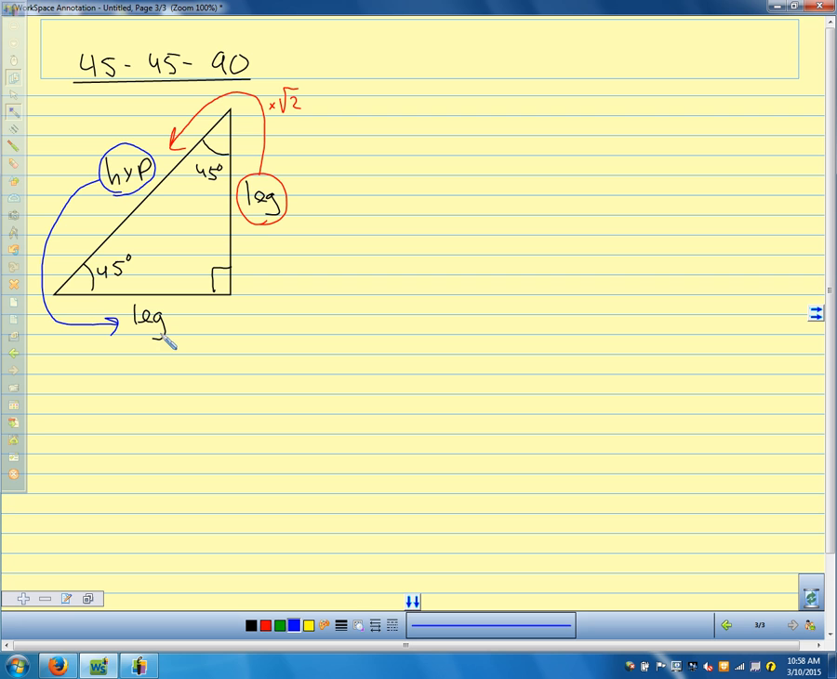What's the opposite of multiplication? Division. We're going to divide by the square root of 2. So that's the only rule we need for 45, 45, 90. To go from the leg to the hypotenuse, multiply by the square root of 2. Go from the hypotenuse to the leg, divide by the square root of 2. Really easy rule. You don't have to use a Pythagorean theorem at all. And the two legs are the same.